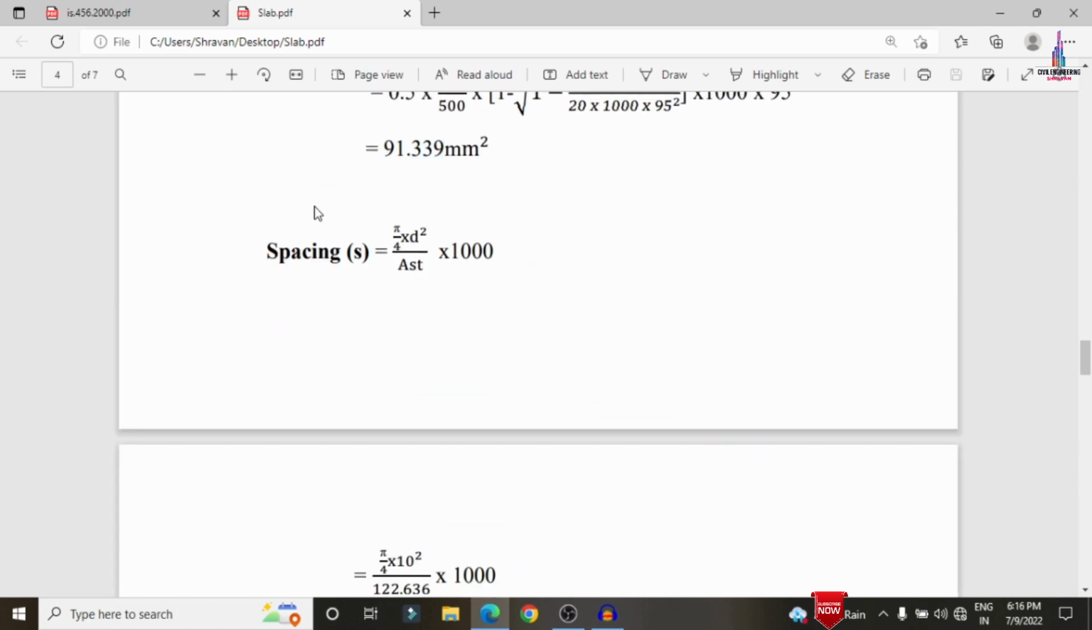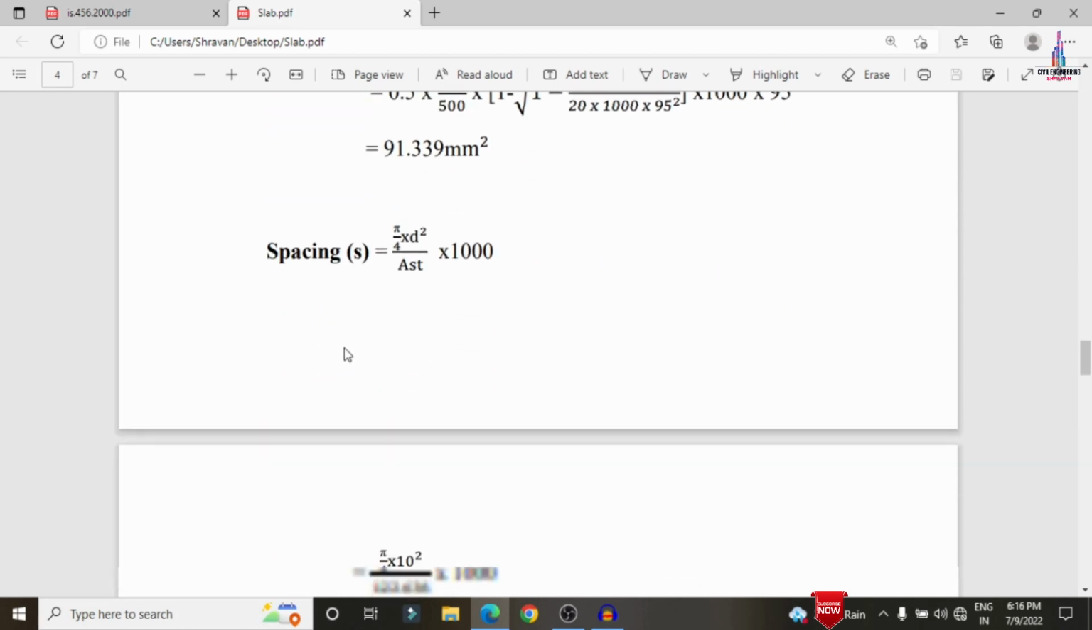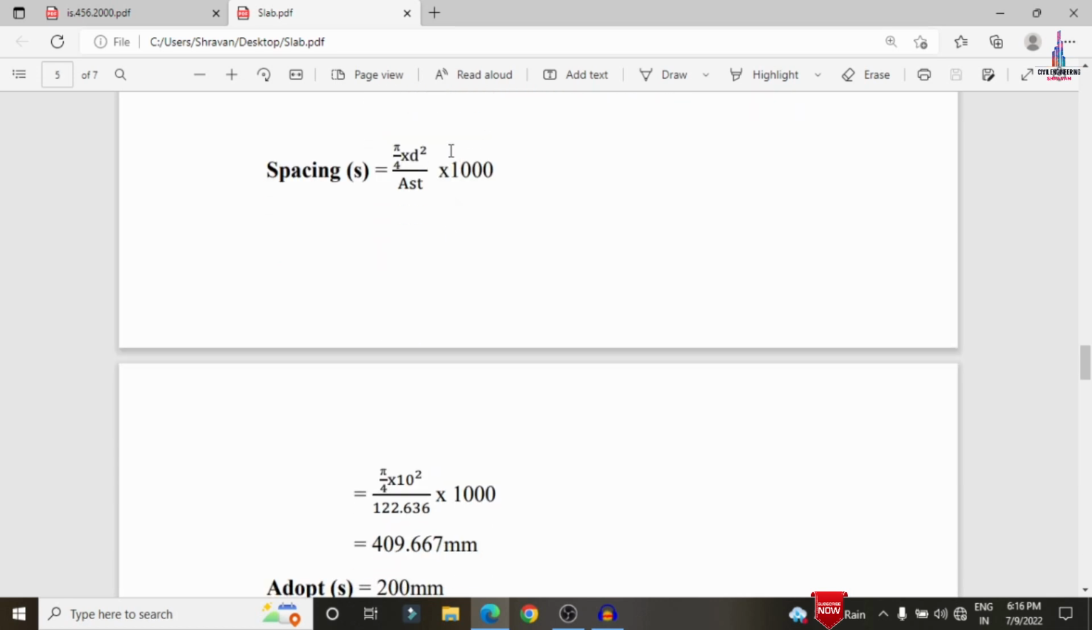The spacing has to be provided for this respective AST requirement. For the spacing, we already know the formula: pi by 4 into d square divided by AST, multiplied by 1000. We assume the diameter of the bar to be 10 mm.